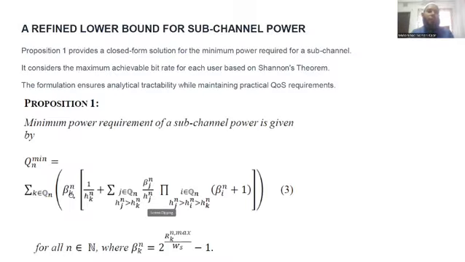So this beta is again given in terms of WS and R. That means the subchannel bandwidth and also the bit rate, data rate. So ultimately, this minimum power requirement is given in terms of WS, R, and H.